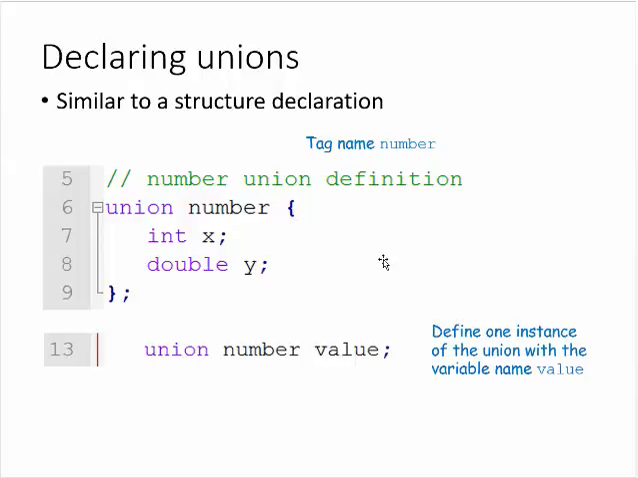It's not usable right now, so you have to actually define an instance of the union. In this case, we're going to say, okay, now I have a union of type number, and its name is going to be value. So now I can use the union. Similar to how we did structures, it's kind of a similar form now with unions. So let's see how we use the union now.